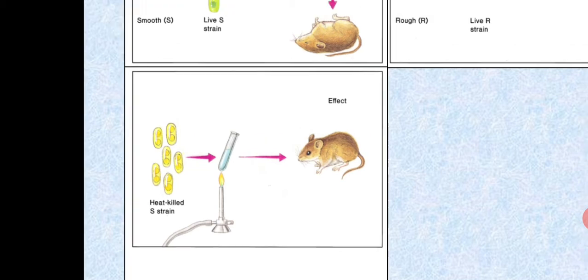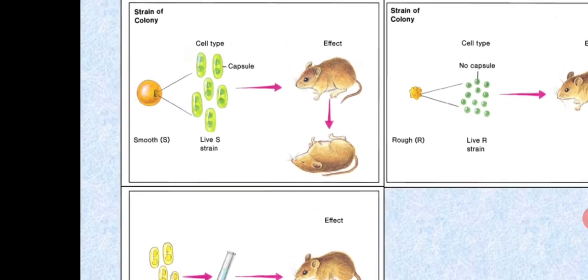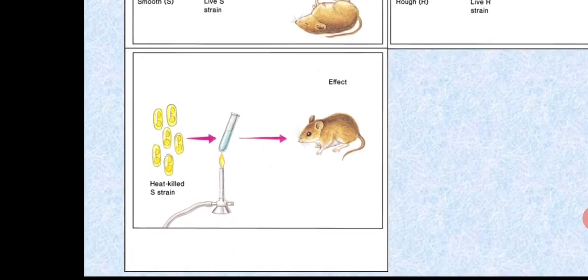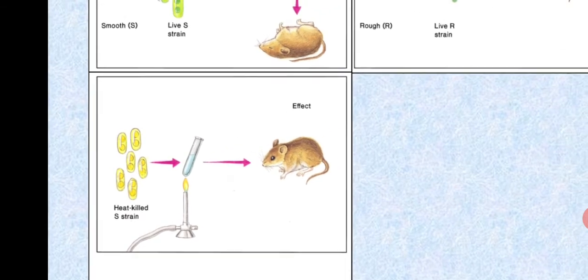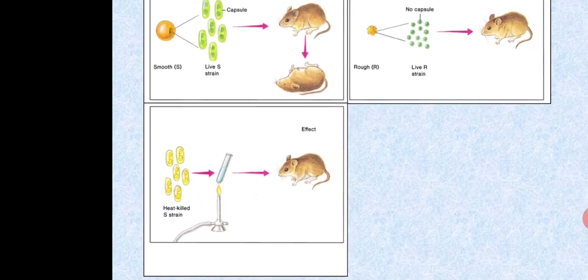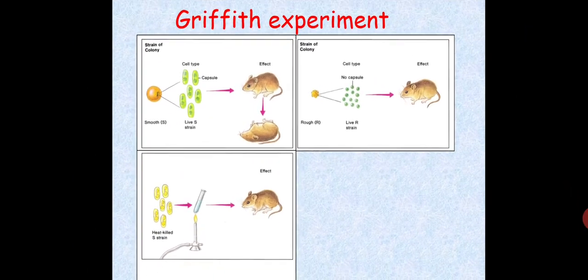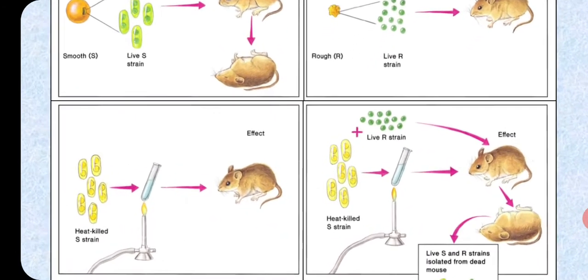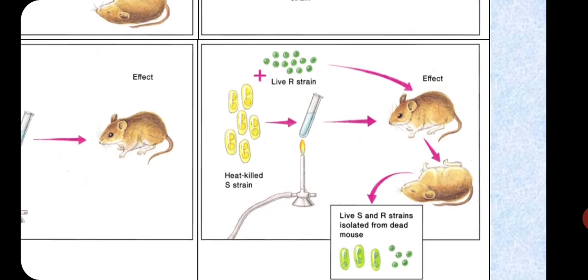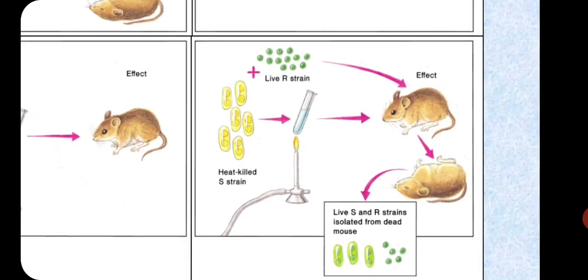So the same S strain which earlier caused the disease, now when it was heat killed and injected into the mice, the mice survived. I mean, the disease causing ability of the S strain has been lost. Then in the fourth set of experiment, he chose the heat killed S strain and mixed it together with the alive R strain. Please mark my word: heat killed S strain and live R strain mixed together.